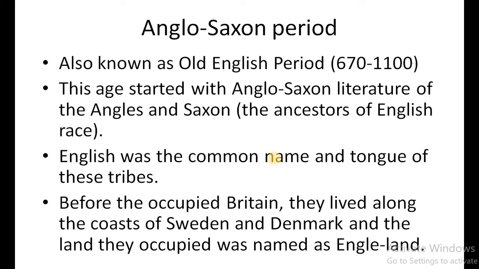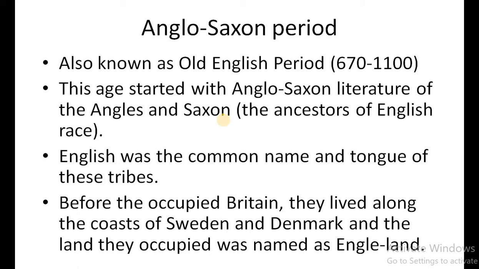This age started with Anglo-Saxon literature of the Angles and Saxons, the ancestors of the English race. So this era actually started with these Angles and Saxon tribes. They were the ancestors of the English race. The present-day English race had ancestors who belonged to the Angles and Saxon tribes.